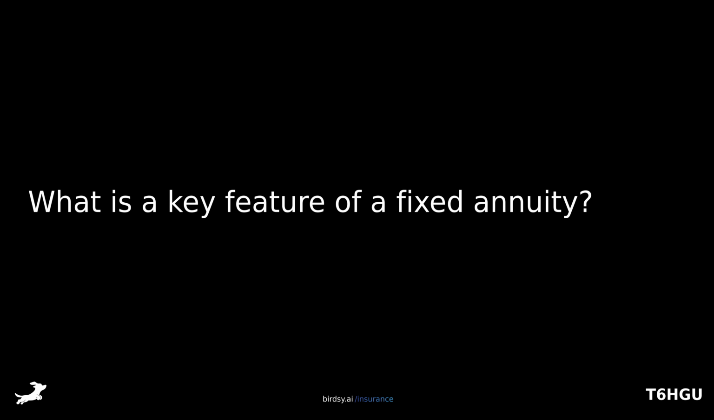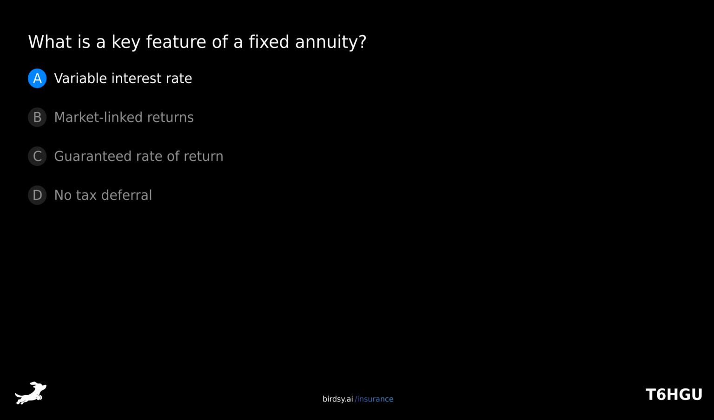What is a key feature of a fixed annuity? Is it A, variable interest rate? B, market-linked returns? C, guaranteed rate of return? Or D, no tax deferral? The answer is C, guaranteed rate of return.